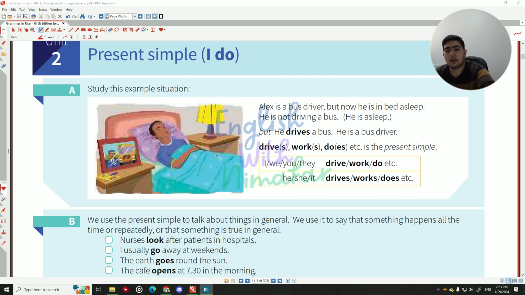Alex is a bus driver, but now he is in bed asleep. He's not driving a bus, he's asleep, but he drives a bus. He is a bus driver. Drive or drives, work, works, do or does. So we say I drive, we drive, you drive, they drive, but we say he drives, she drives, and it drives, if it makes sense.